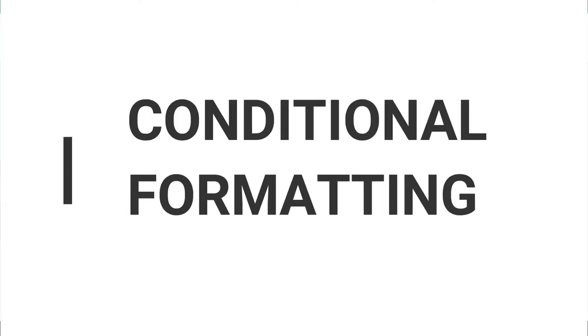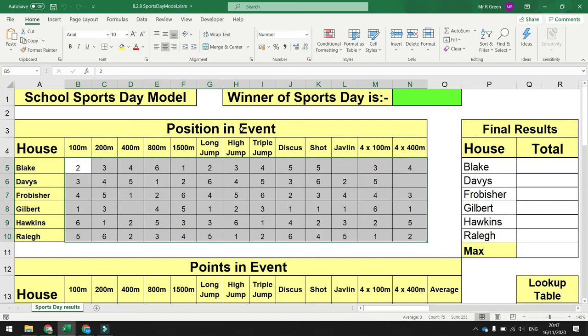In this video we're going to look at conditional formatting. Now if you look at this part of the spreadsheet here, this is where we enter the position of each house in each race, and what we want to do is get it to highlight the house that came first. We're going to make their cell turn green so we can quickly identify who won the race.